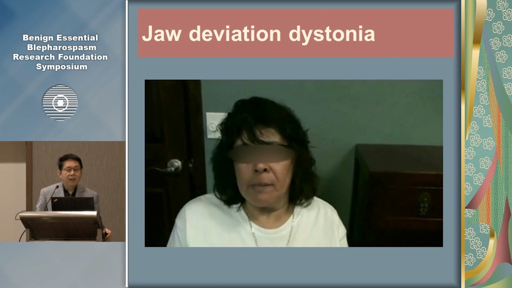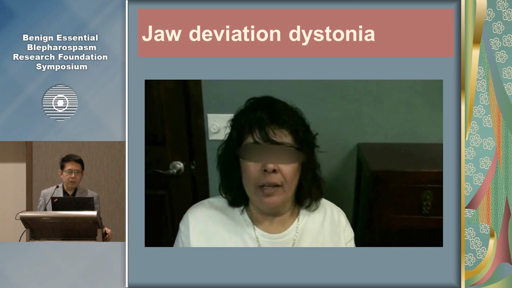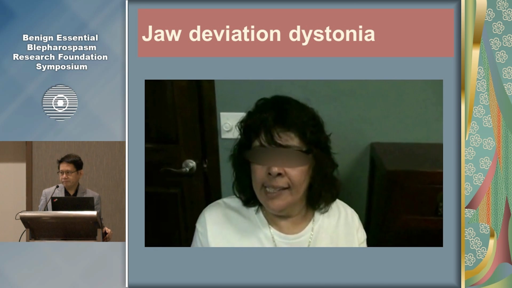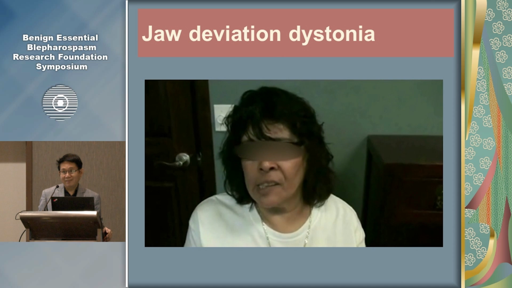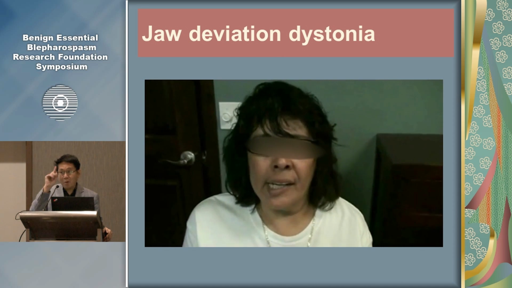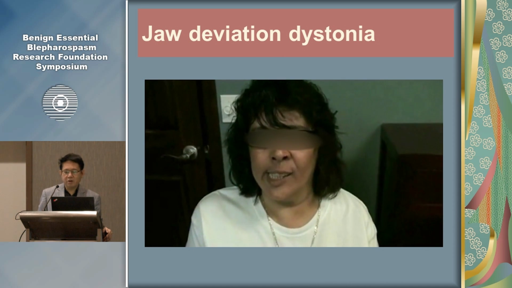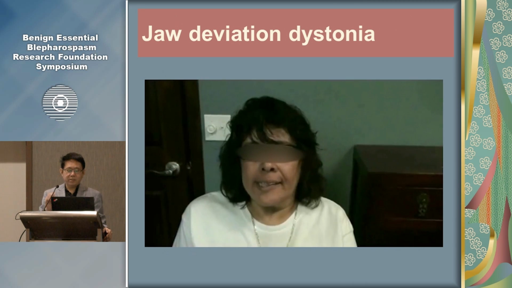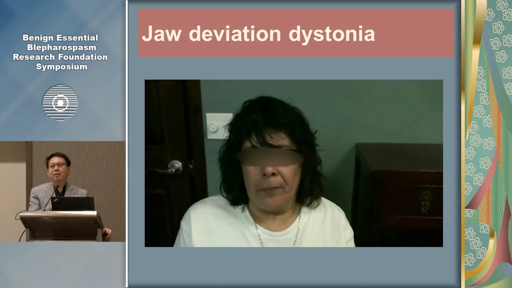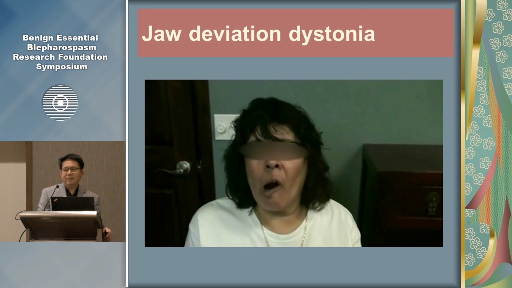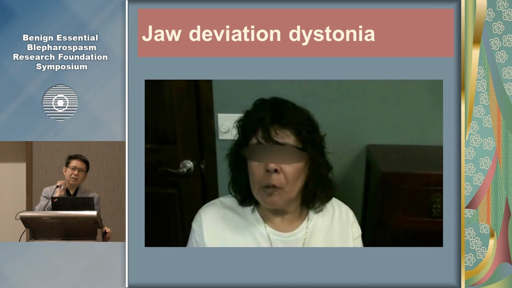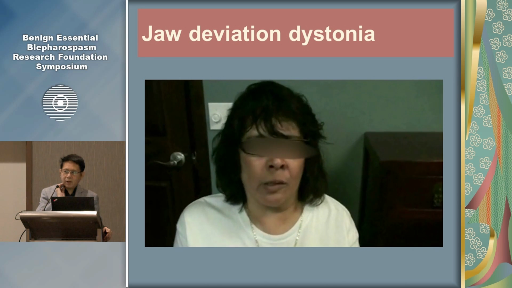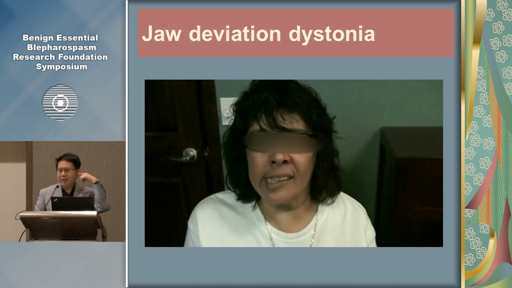Okay, this is an example of jaw deviation dystonia. So what direction is her jaw going as she talks? The clue is in the corner of the mouth. What direction is the jaw going? To the right, absolutely. Okay, so when I see this, I have to inject the ipsilateral, meaning the same side, the right medial pterygoid, or I have to inject the left lateral pterygoid.